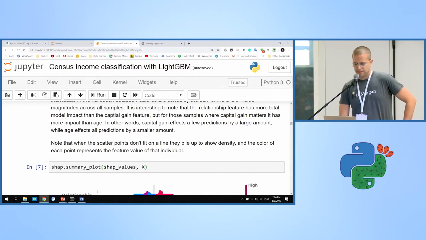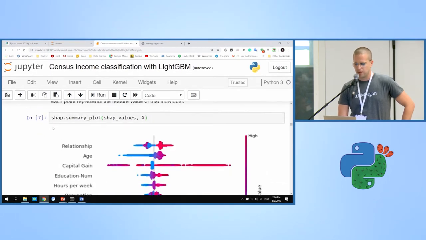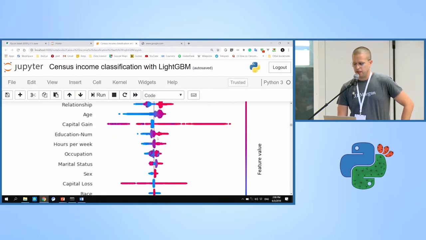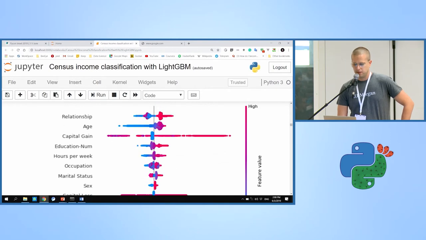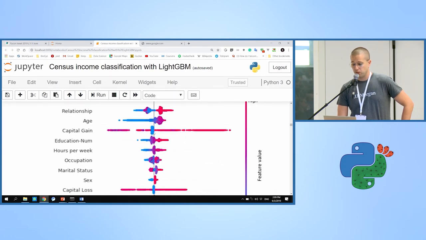Okay. So we were running out of time, but we covered almost everything. So a global explanation. Here we can see in the vertical axis, the higher the feature, the more prominent it is. So relationship is more important than capital gain, but it is also interesting to see that for capital gain, most of the samples, it had no effect because they got zero SHAP value. But for the ones that it did affect, it had a huge effect.